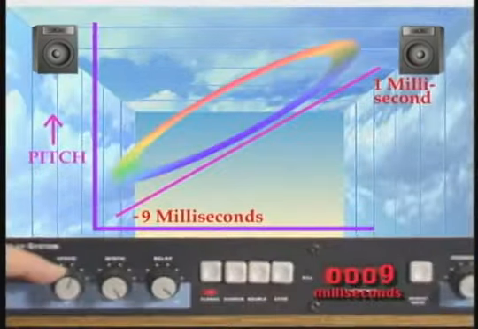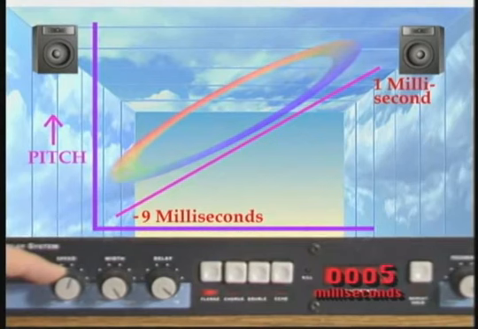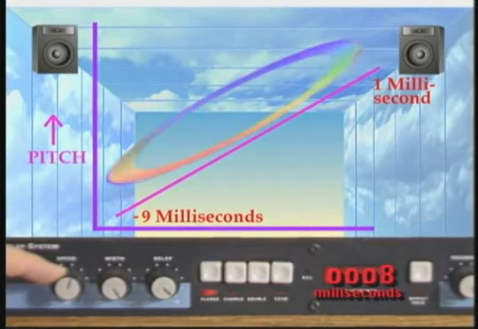If we set a clock to change the delay time on its own, we get the effect commonly called flanging. Notice that as the delay time gets shorter, the pitch seems to rise. As the delay time gets longer, the pitch seems to fall.